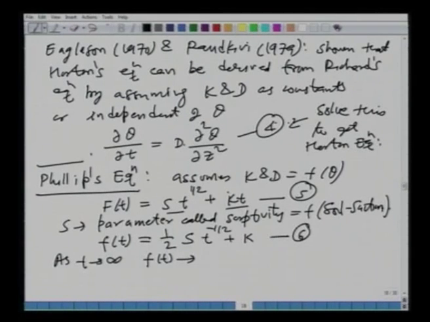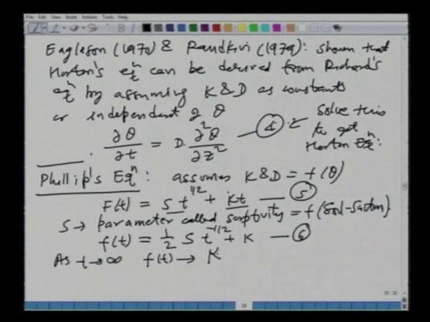Now, it is easy to see what will happen to f of t as time becomes very large or tends to infinity. If you look at equation number 6, what happens to the infiltration rate? You can see that it will approach the hydraulic conductivity, that is your long term steady state infiltration rate. So, as per this equation, after a very long time only the gravity forces are predominant.